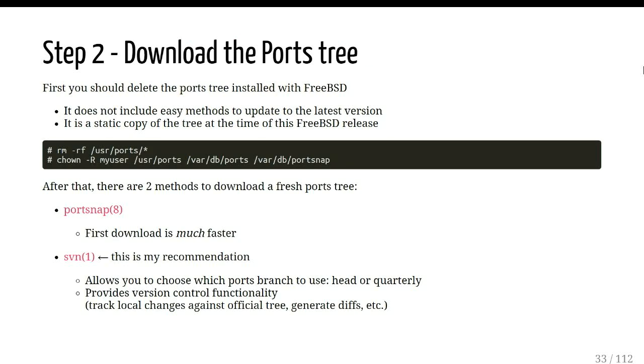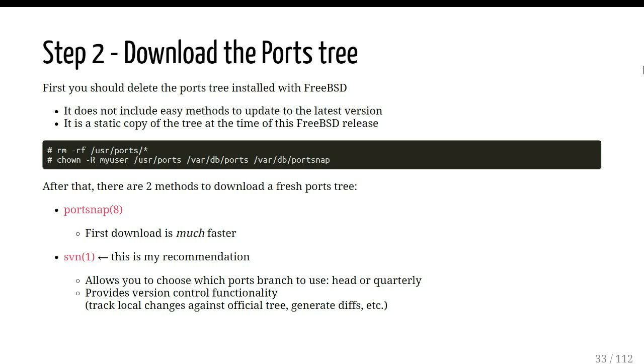Once you've done that, you'll download the ports tree. If during the FreeBSD install you had an option to install a ports tree and you did that, this is where you delete it, because that's baked and static at the time of a FreeBSD install, whereas probably what you want in your ports tree is something that you update almost on a daily basis to be the latest ports tree. So the first thing I would do is rm -rf /usr/ports.